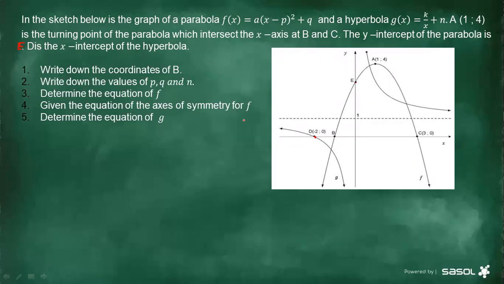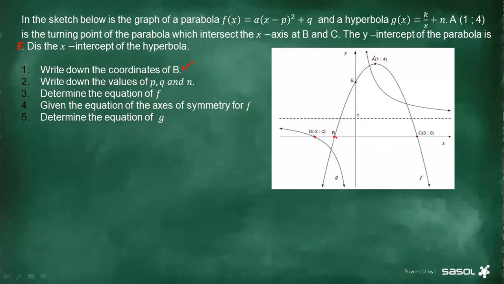Now let's answer the following question. Write down the coordinates of B. Let's go and look for B. You can see B is the x-intercept of the parabola, and we cannot determine B by substituting y with 0 because we don't have the equation. But now the coordinates of C is 3:2, and the coordinates of the turning point is 1:2.